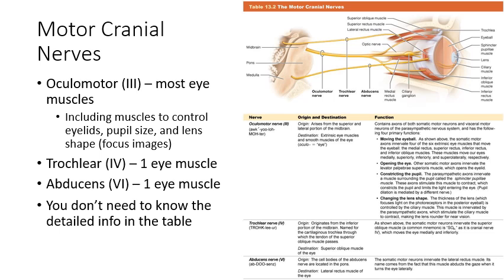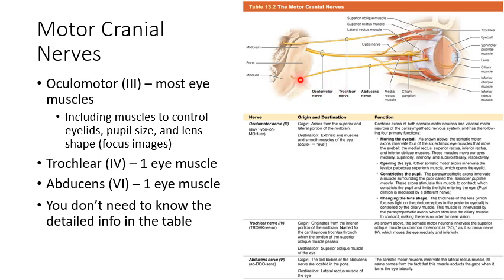Then you also have the trochlear nerve, which is cranial nerve 4, that controls another one of the eye muscles, and then the abducens nerve, nerve 6, also controls the last eye muscle, the last out of the 6 eye muscles. So those nerves are shown in this diagram here.